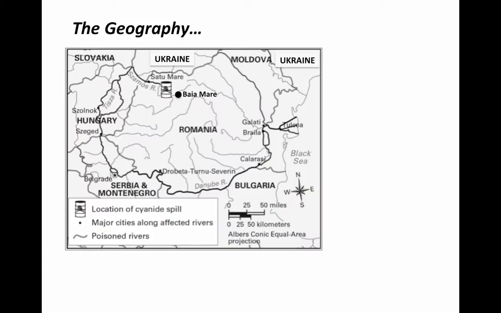First, it will be helpful to understand the geography of this part of Europe. We'll do this by looking at a particular river system. Remember, a river system is a river and all the streams that flow into it.